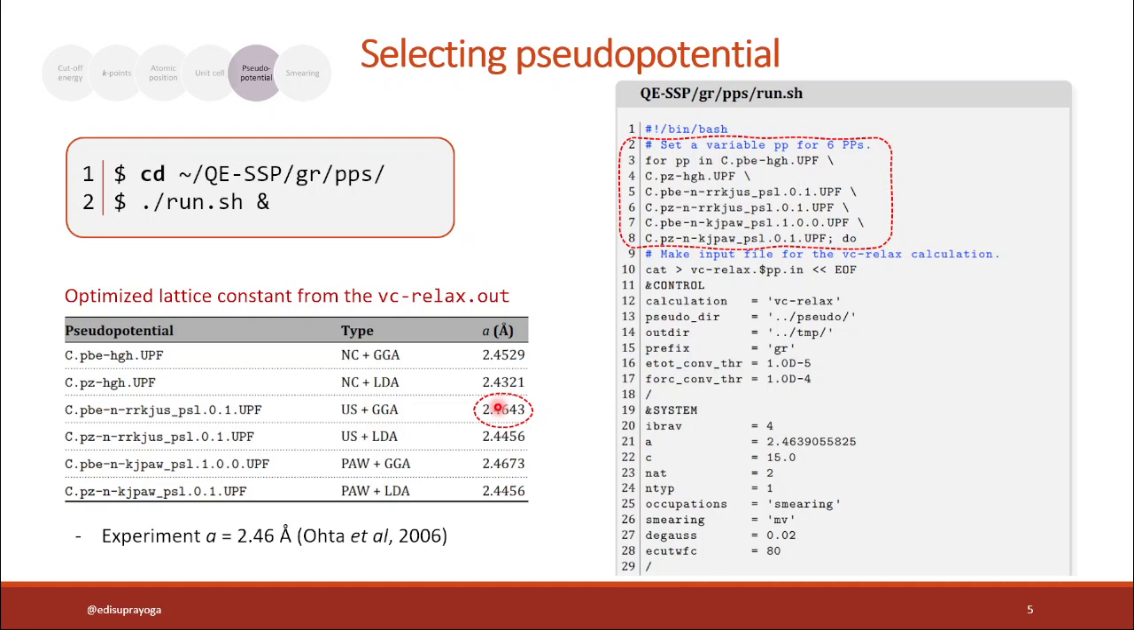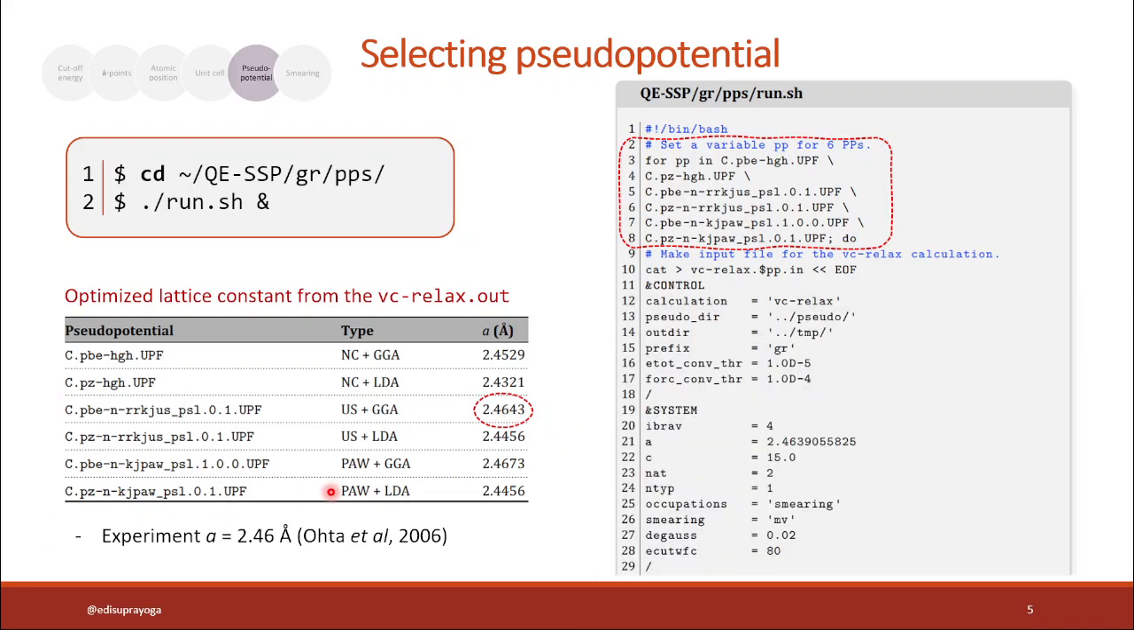So the pseudopotential with GGA often overestimates the lattice constant of solids, while LDA almost always underestimates the lattice constant. In both cases, the typical error is around 1 to 2% of the lattice parameter.